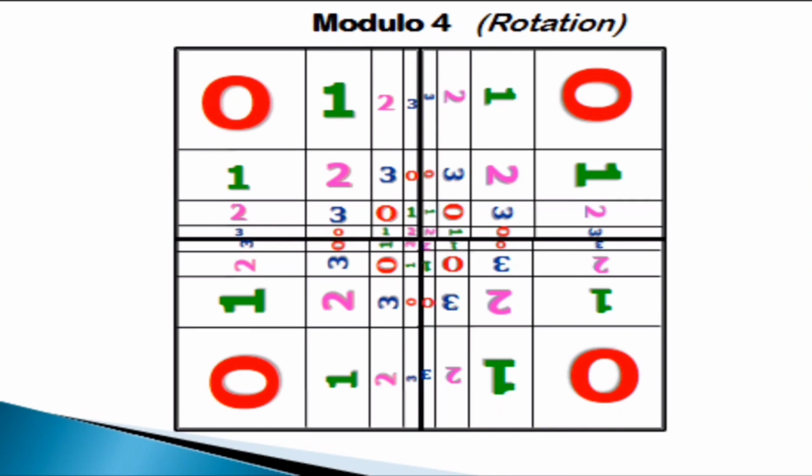Next, we are going to apply this pattern to the other quadrants in a rotation order. So as you can see, the pattern in quadrant 2 is rotated in a clockwise direction in quadrant 1, quadrant 4, and quadrant 3.